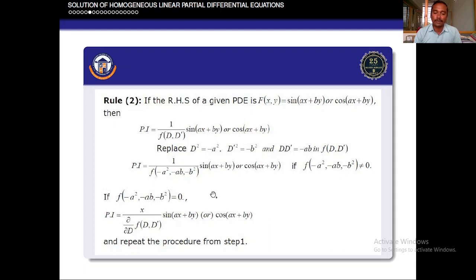If the denominator is equal to 0, modify the procedure. That means multiply the numerator by x and differentiate the denominator with respect to d, and then eliminate the d and d dash values as discussed in the first step.